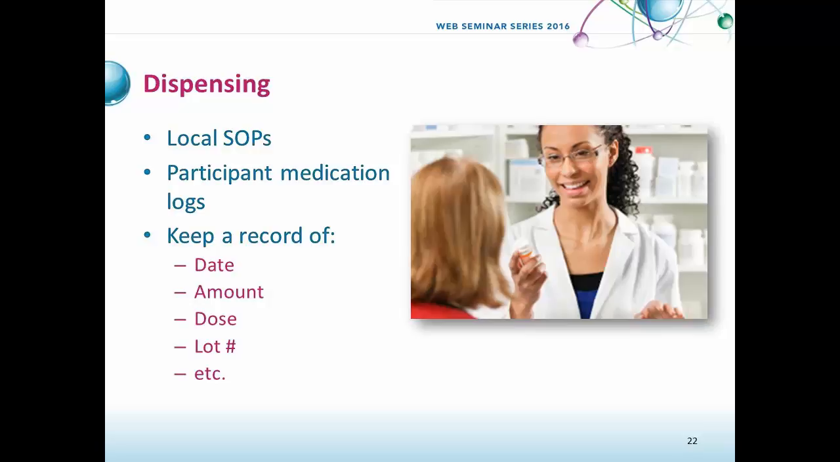Participant medication logs were developed to track the administration of study drug to participants, including the date, amount, dose, lot number, and so on. And these provide the source document for medication administration. With these logs, it was important to consider not only how we expected administration to occur per protocol, but also to think about how to document excursions, both those that were allowed, since the study provided some flexibility in dosing, but also ones that might be protocol deviations.